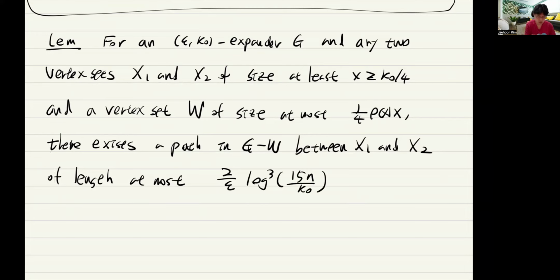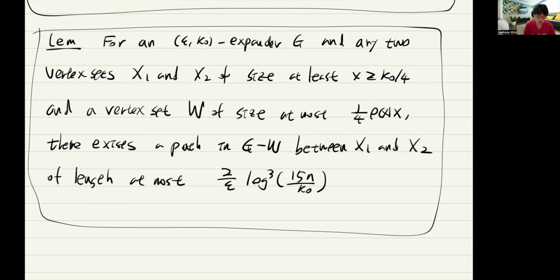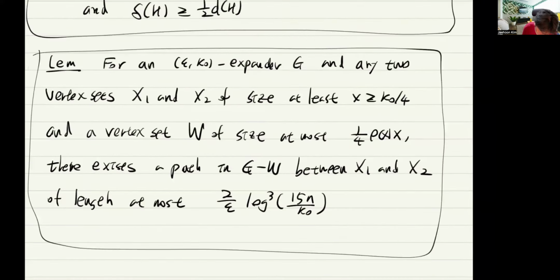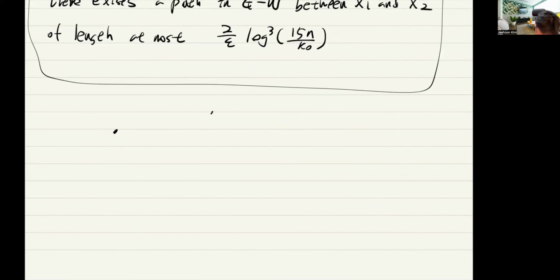What it means is that between two large sets, you can find a path between them, avoiding some smaller sets. So why would it be useful? Roughly, this is how we will find the K_t subdivision.